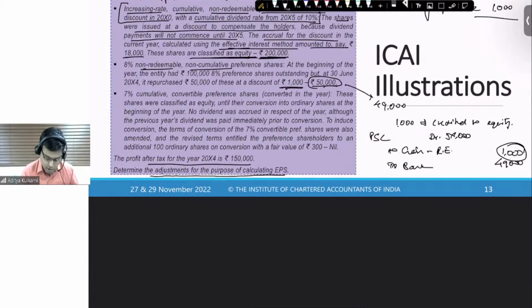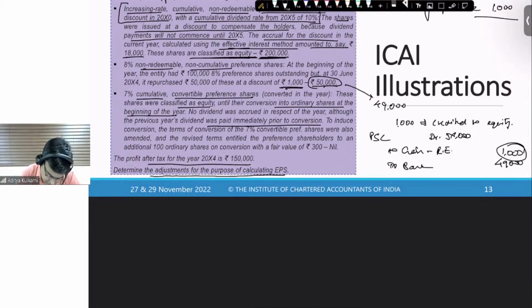7% cumulative convertible preference shares converted in the current year. Yes. These shares were classified as equity until their conversion into ordinary shares at the beginning of the year. No dividend was accrued in respect of the year. Although the previous year's dividend was paid, it was already paid immediately prior to conversion.